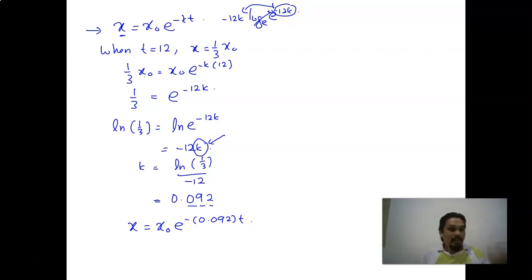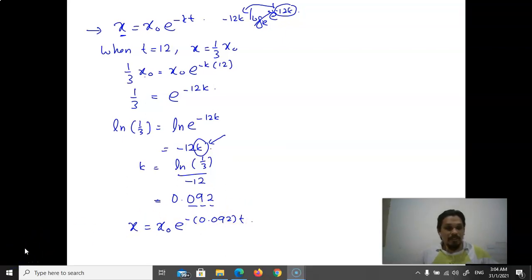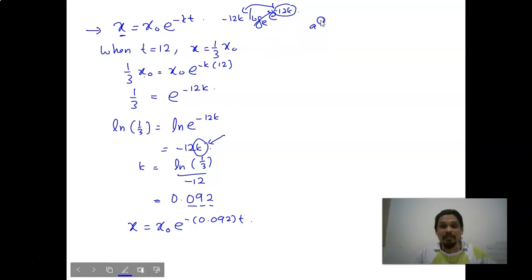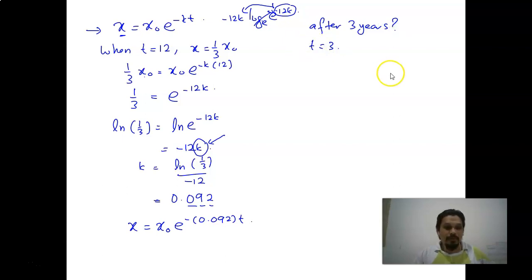Then the next question is: how many percent of the substance is still available after 3 years? So please refer to the question in your lecture notes again. How many percent of the substance is still available after 3 years? So then, after 3 years, t equals 3. Okay, so this is the latest equation.